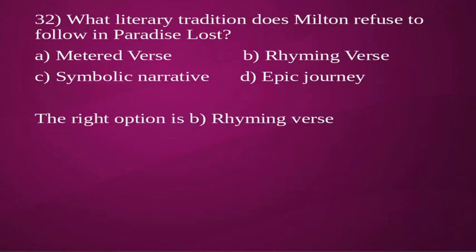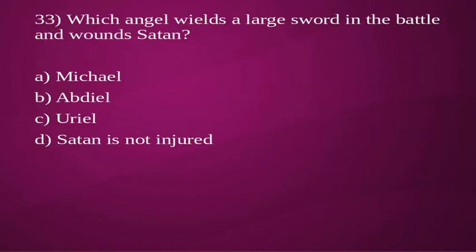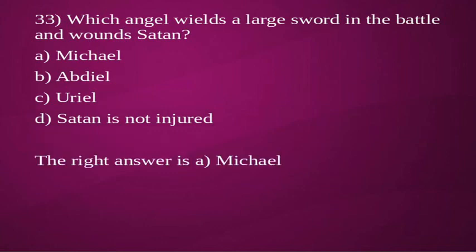The right option is B, rhyming verse. Question number 33 is, which angel wields a large sword in the battle and wounds Satan? Option A, Michael. Option B, Abdiel. Option C, Uriel. And option D, Satan is not injured. The right answer is A, Michael.